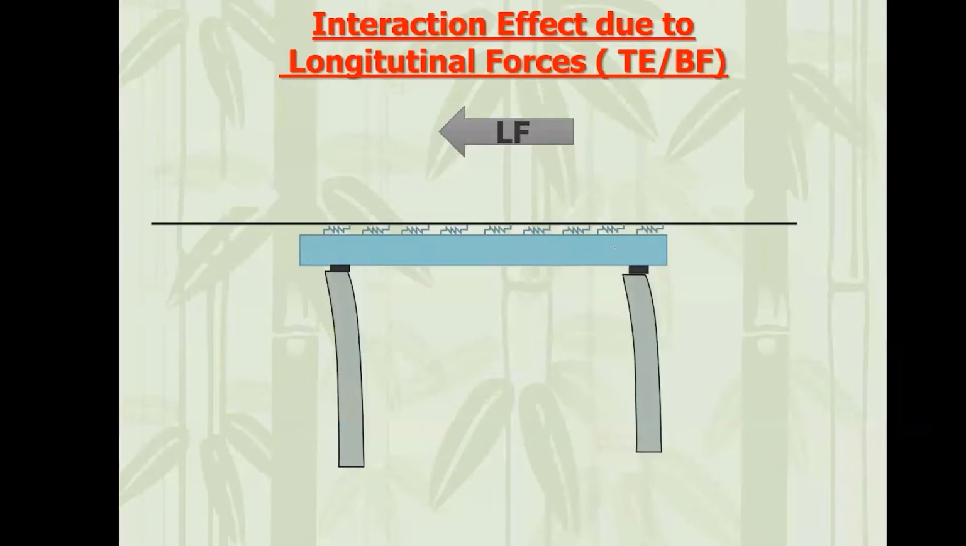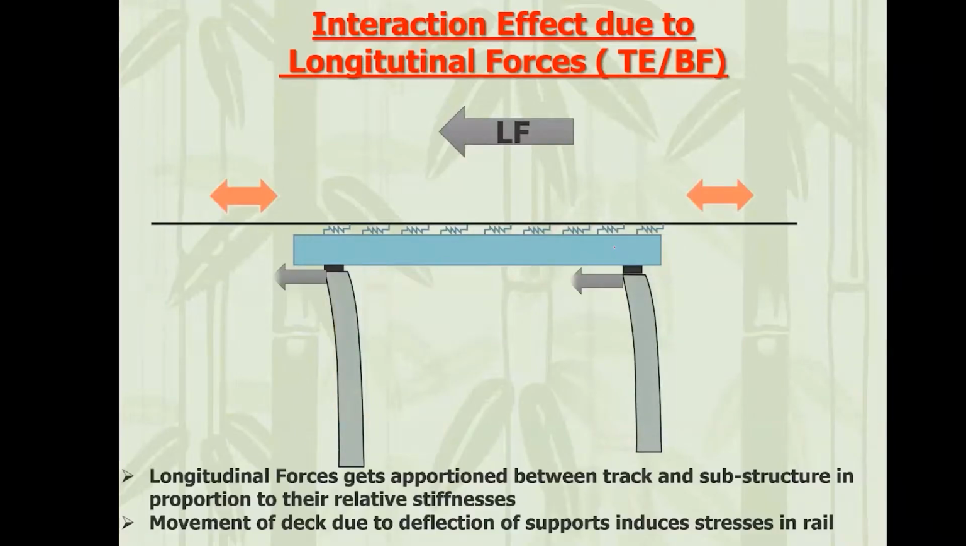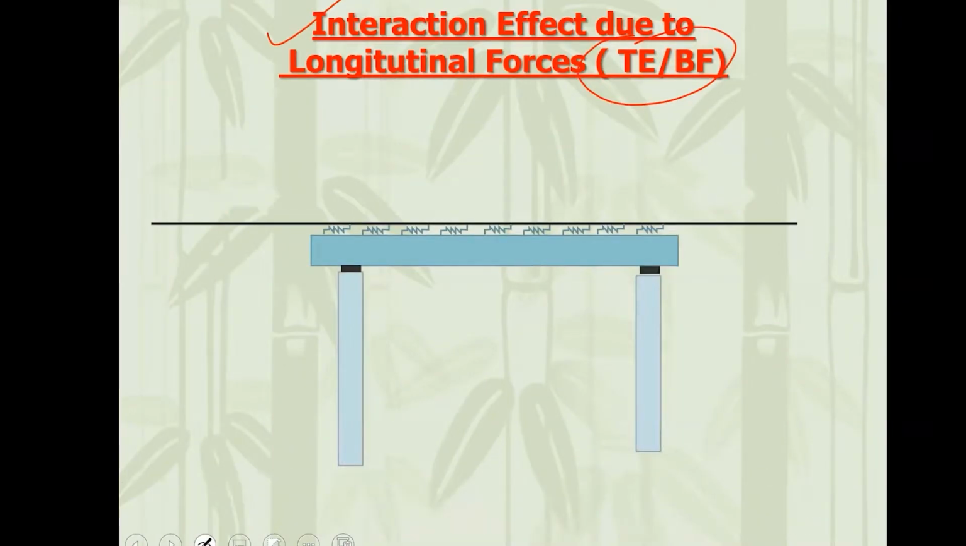Now let us come to the interaction effect due to longitudinal force, right? So we have discussed the interaction effect due to thermal changes. Now longitudinal force and tractive effort. So what is going to happen? If this is your bridge, this is the track, I have linked this track to the bridge deck by way of these springs, right? These springs are basically representing the longitudinal resistance or longitudinal stiffness of the track, right? How this is calculated and what the values are, we will discuss ahead.